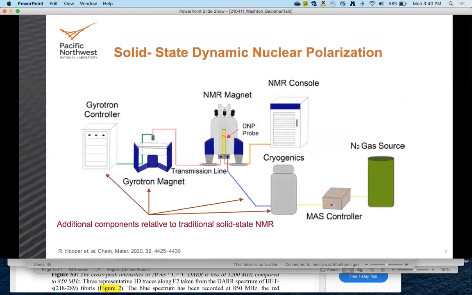So dynamic nuclear polarization provides enhanced signal through coupling a microwave radiation source, the gyrotron, to an NMR spectrometer and a specialized DNP probe. To aid enhancements, the experiments are conducted at 100 to 120 degrees Kelvin, and that is the sample temperature. And so I would say that the hardware is significantly more complex than a traditional NMR.